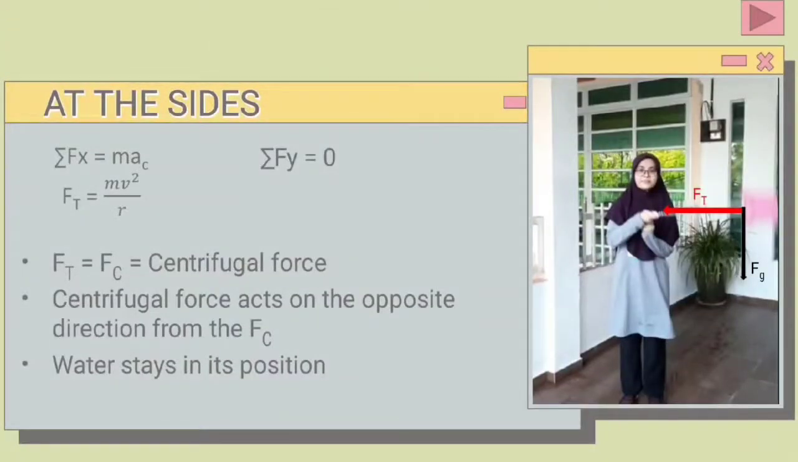Next, at the side, which is 90 degrees. F_x is equal to m a_c, so F_x is equal to tension, and m a_c equals mv squared over r. For the y component, there is none because it is moving sideways only, so F_y is equal to 0. From the formula, the tension is equal to the centripetal force, and the centripetal force is also equal to the centrifugal force. So what is the centrifugal force? The centrifugal force is the force that acts in the opposite direction from the centripetal force. So the water stays in its position.